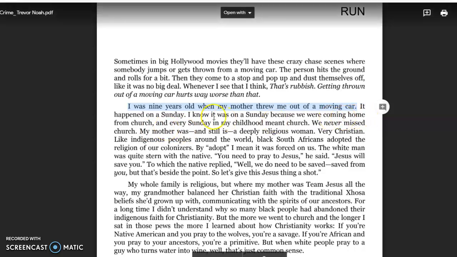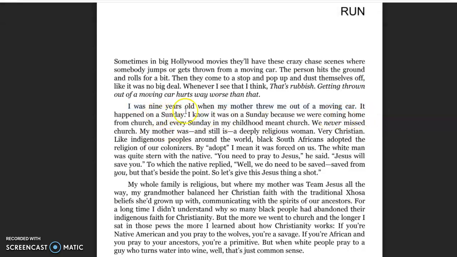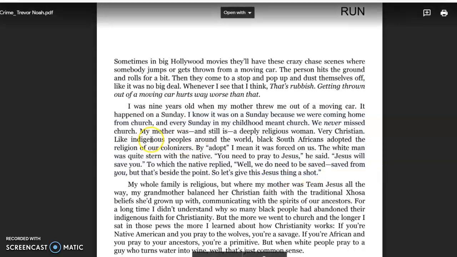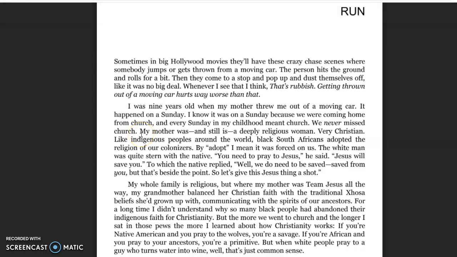We can see that the setting is important because Sunday was church day, and he would spend all day going back and forth between these churches, and how his mom's faith was a big part of her life, both for his mom and for his grandma. And so this is going to go into what her character is like as well.